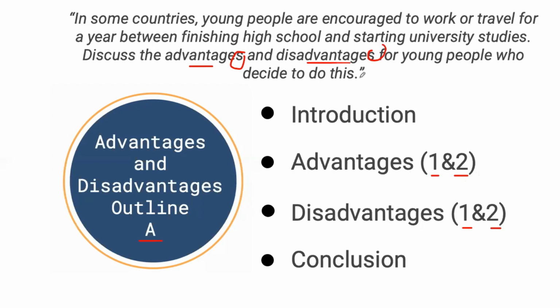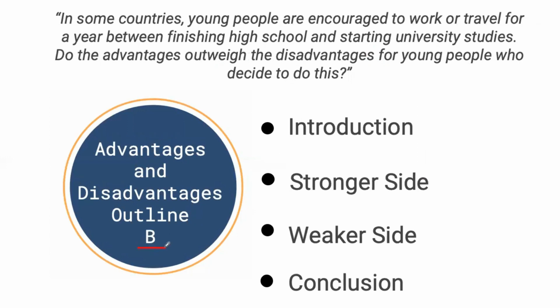Additionally, if you have one advantage and one disadvantage, you might find it difficult to hit your 250-word minimum. So just keep in mind that with this question type, you're just talking about advantages and disadvantages. You don't have to state your opinion, and you don't have to state which side is stronger. This is very important. Outline B is a bit different.